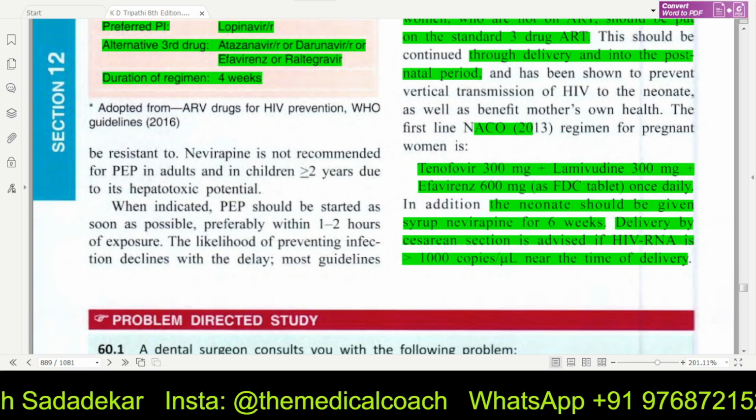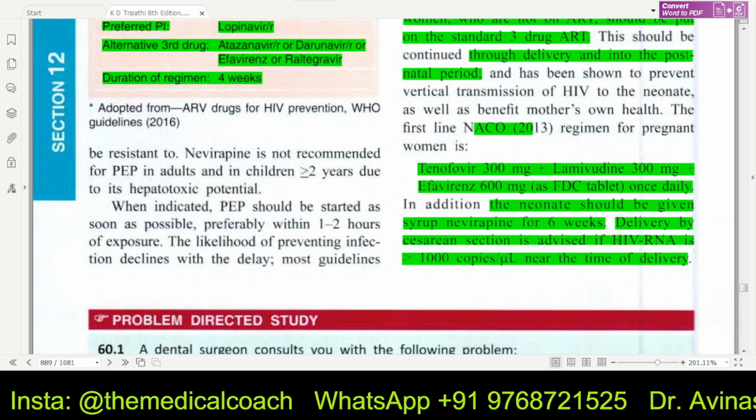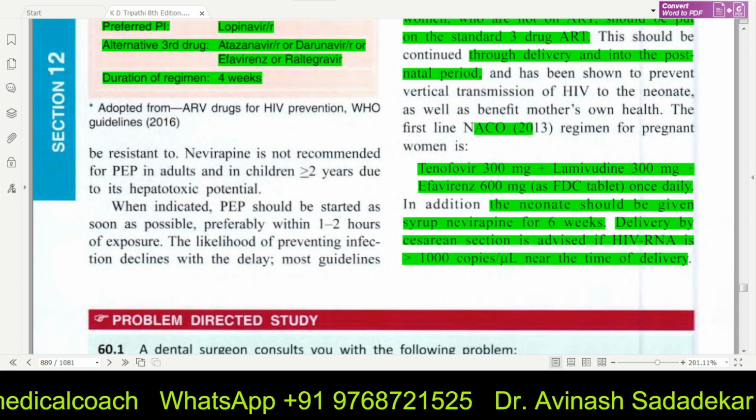So this is the bare minimum that you have to do from this chapter. Please have a look at it. Revert back to me if you have any kind of doubts. I am there to help you out.